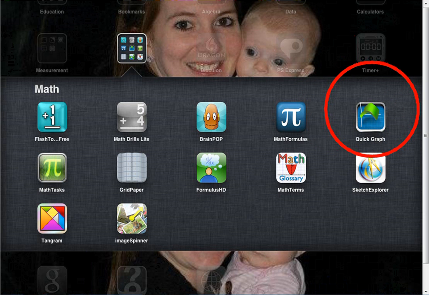Do you have Quick Graph on your iPads? Do I have Quick Graph? I have a... Oh, now, if somebody wants to borrow my Inspire... Do you want to try the Inspire? The Inspire calculator is the latest and greatest, but it's finally on the iPad now.